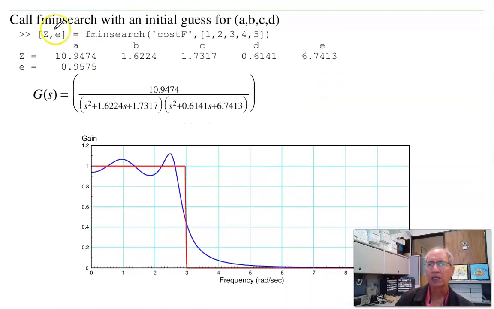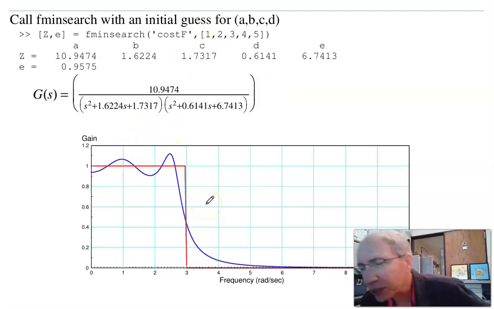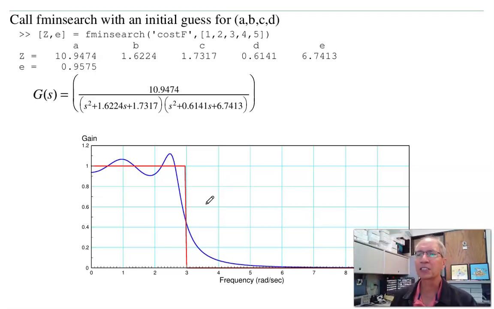So when I'm done, here's my answer. What that means, that's A, B, C, D, E. There's my numbers A, B, C, D, E. That's the best filter. And here's gain versus frequency. What's pretty cool is using fminsearch, I just designed a low-pass filter, knowing nothing about filter design.